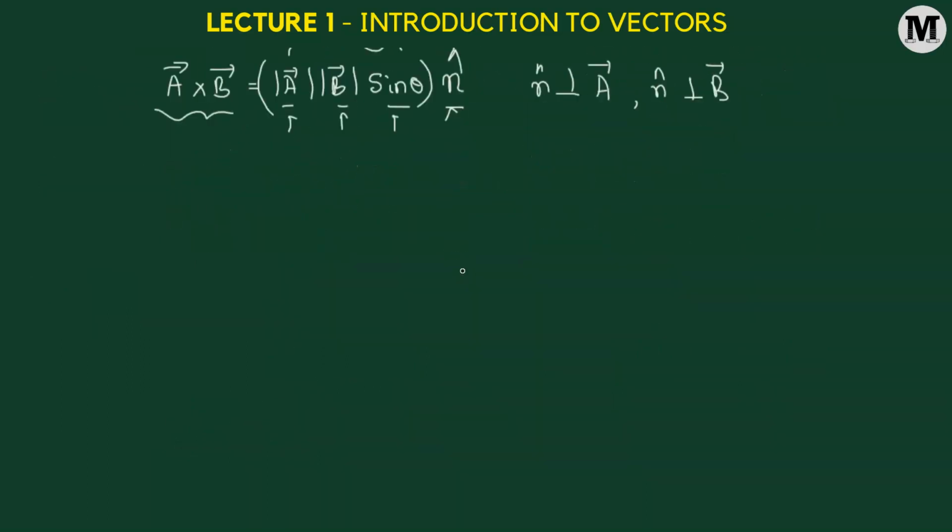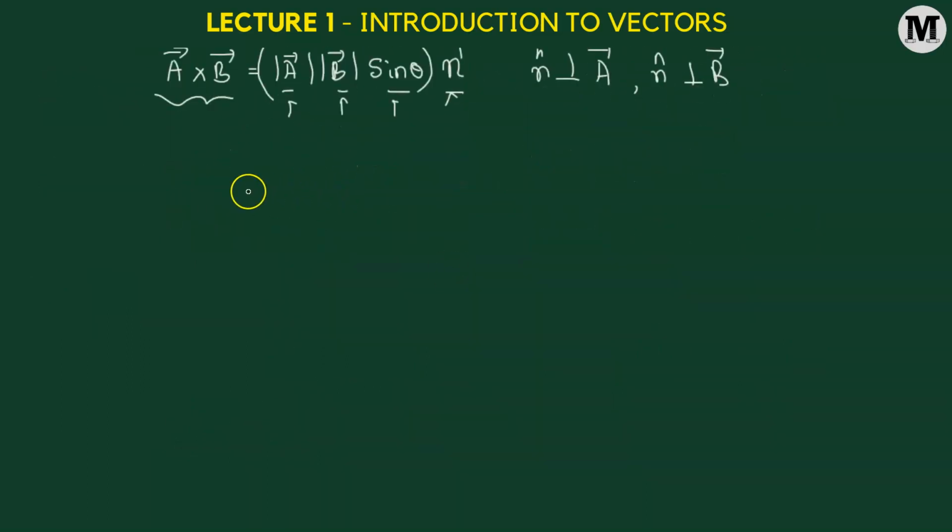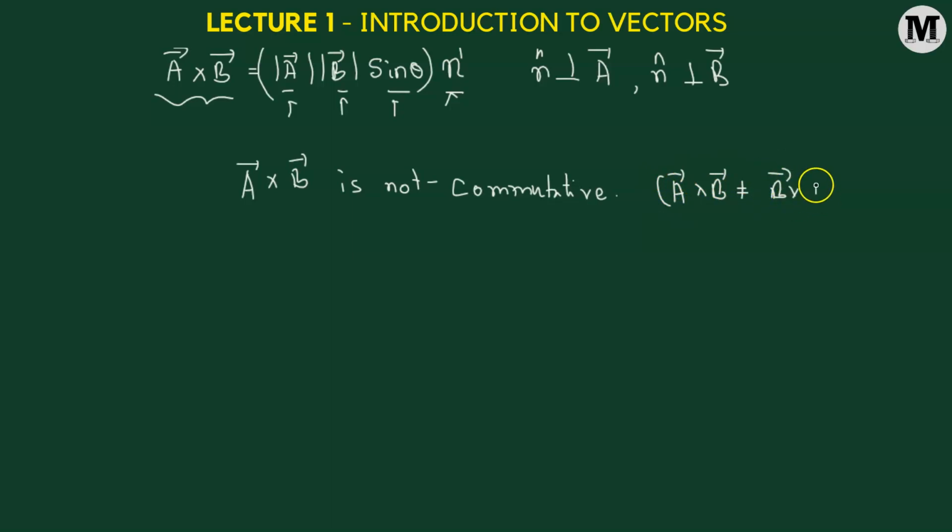So a couple of results that we can immediately obtain from this formula. We can say that A vector cross B vector is not commutative, meaning A vector crossed with B vector is not going to be equal to B vector crossed with A vector. That we have already established. A cross B is not going to be equal to B cross A.